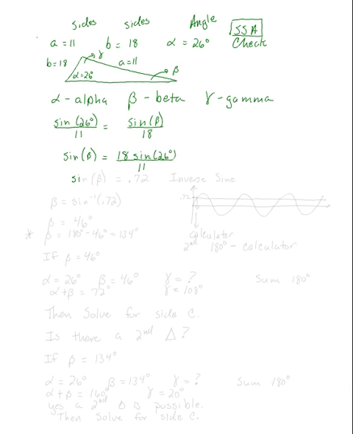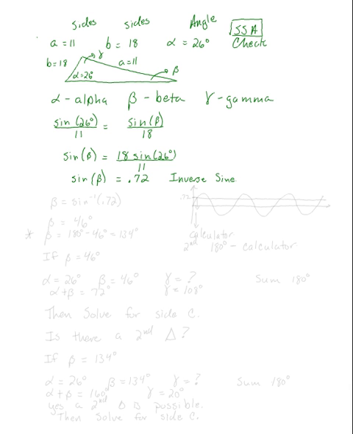When I solve for that, the sine of beta equals 0.72. So this is where the ambiguous case happens. When I hit the inverse sine button on the calculator, the calculator gives me one answer, but there's actually an infinite number of angles where the sine of that angle is 0.72. The good news is that I don't really have to consider all solutions. I just have to consider two.